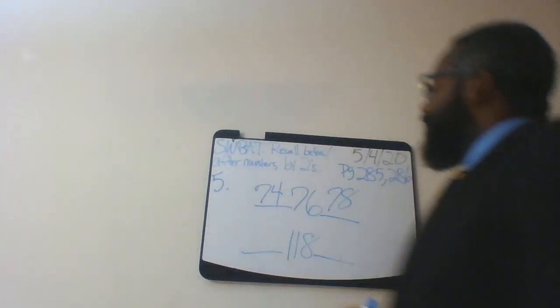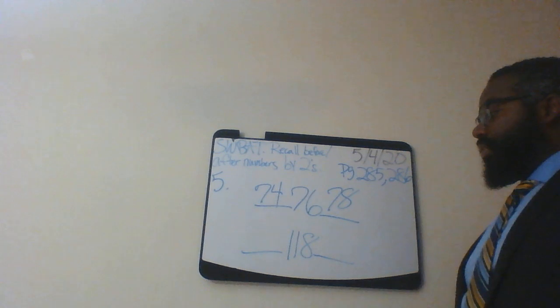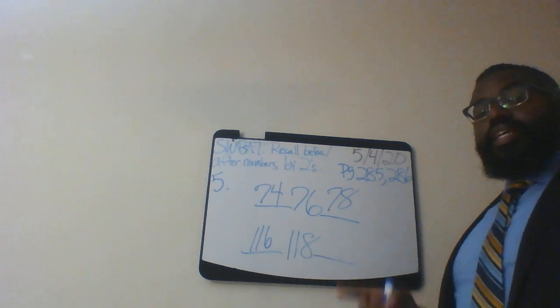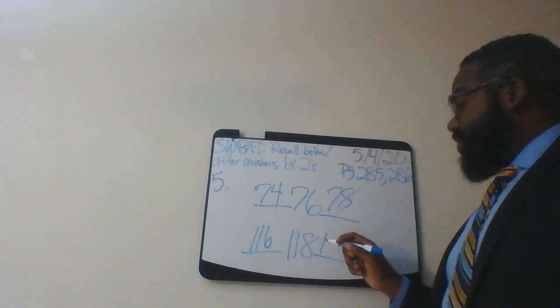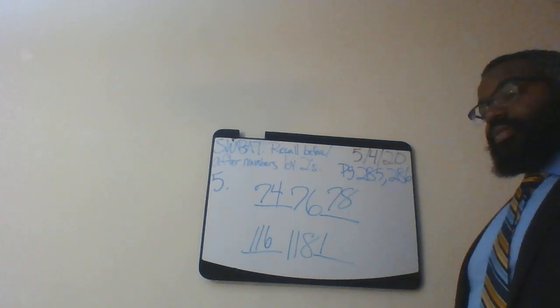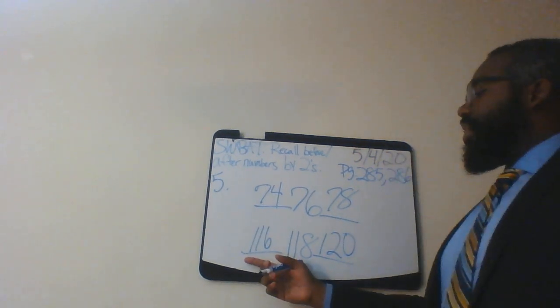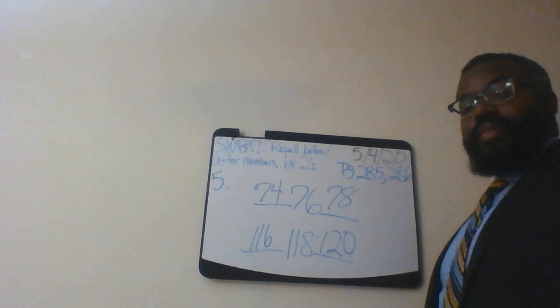Let's go to the next one. We have 118. What number comes before? 116, okay. So 116, 118, and what's the next number by 2 right after 118? 120. So here we have 116 comes before, 120 comes after.